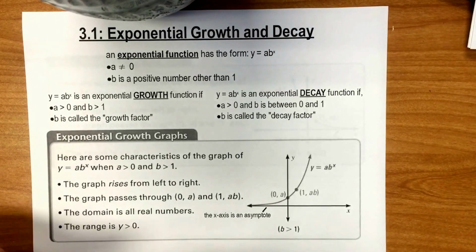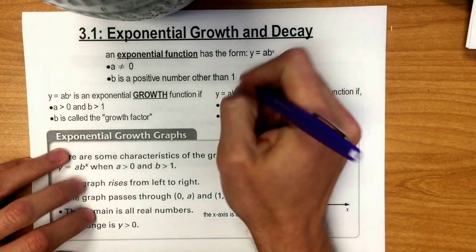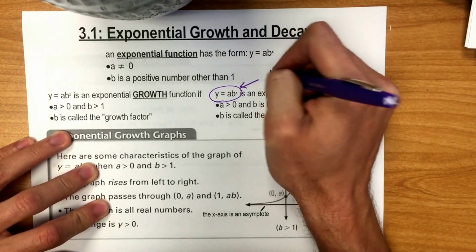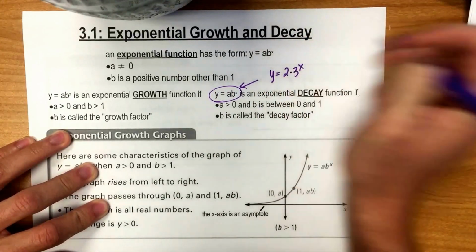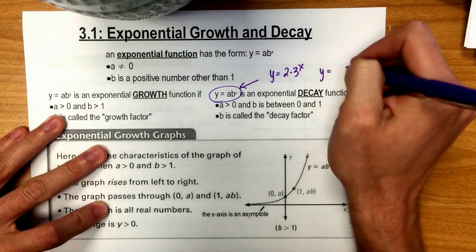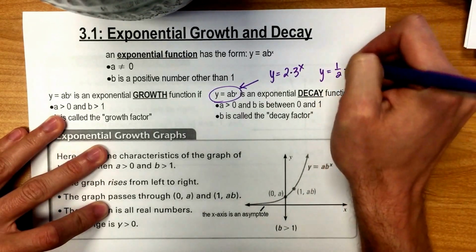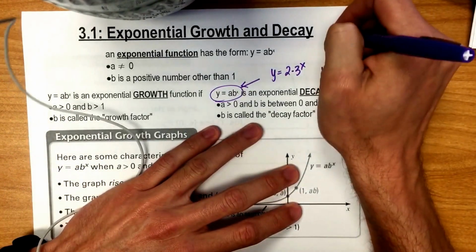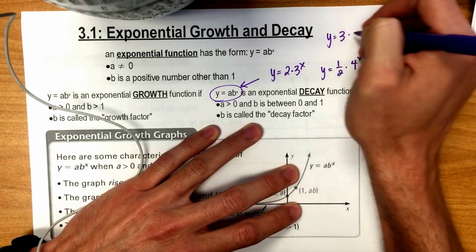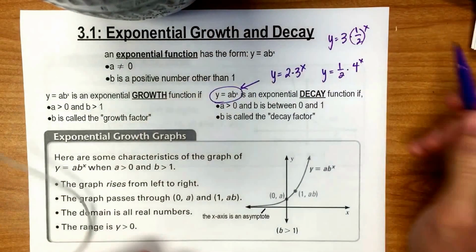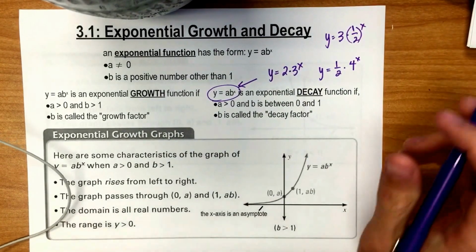Some different parts of an exponential function. You're going to be looking at things that look like this. So for example, something like y equals 2 times 3 to the x power, or something like y equals 1/2 times 4 to the x power, or something like even y equals 3 times 1/2 to the x power. So we're going to look at a lot of different kinds of exponential functions.